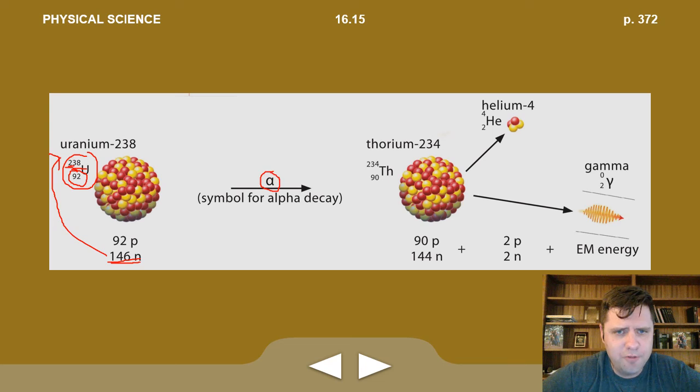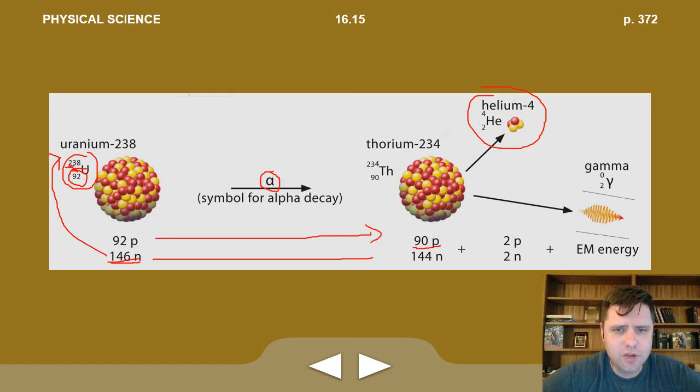If it goes through alpha decay, which uranium is apt to do, we have a helium atom that leaves the nucleus, which means that 2 protons leave. So we go from 92 to 90, and 2 neutrons leave, going from 146 to 144, which changes the element. It's no longer uranium. It's now thorium-234. And from this, there is a helium atom that leaves, but there's also EM energy in the form of gamma radiation.